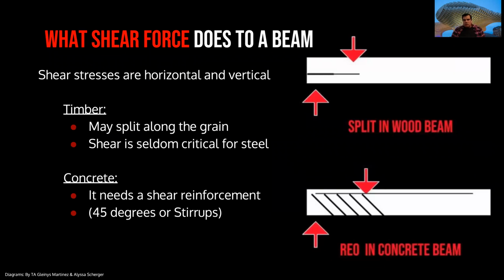Well, what the shear will do to a beam, the shear will tend to create a split, like in a wooden beam, and can also create some damage in concrete beams. Normally, you will need to have some reinforcement in steel in order to eliminate the possibility that that particular part of the beam will break horizontally, but it will also be able to split the beam vertically. Both things can happen.